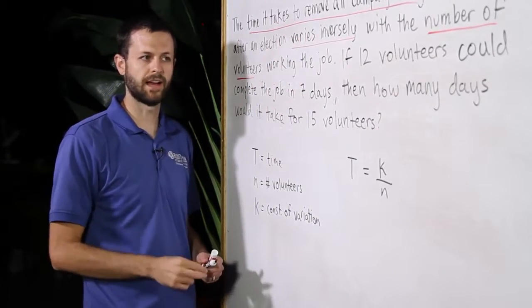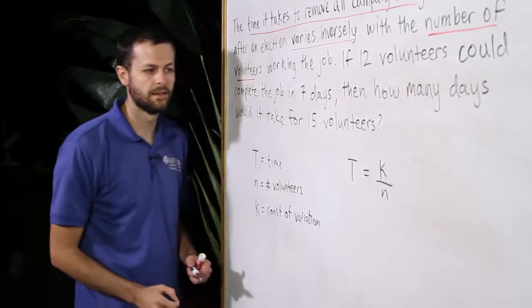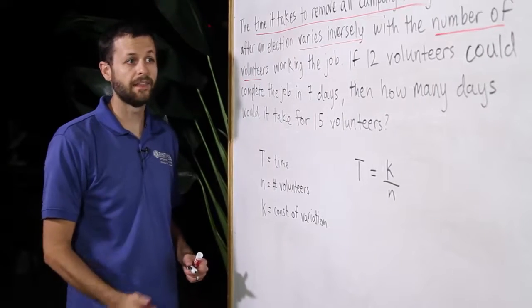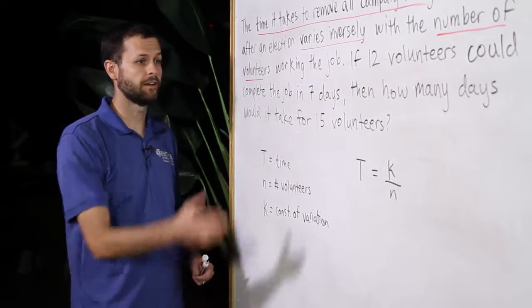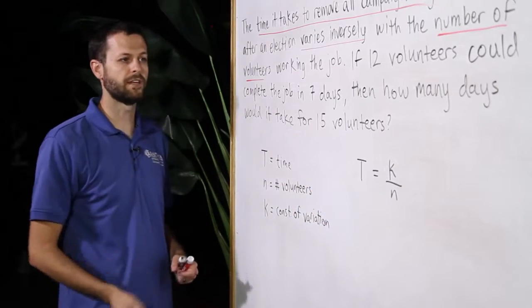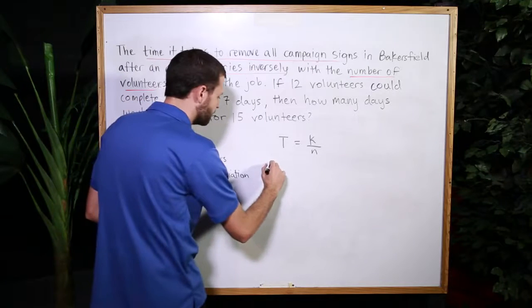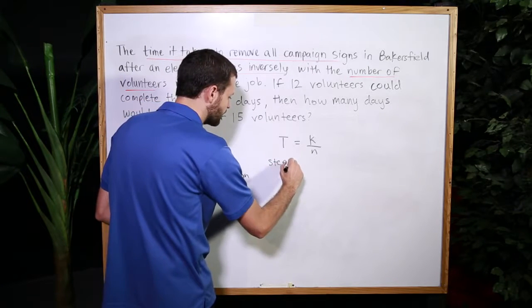I now have two tasks. First, I have to find out what value K is, because K is a constant, and then I have to use that information to figure out how many days, or in other words, the time, it would take for 15 volunteers to remove all the campaign signs. So first, step one, I'm going to find K.